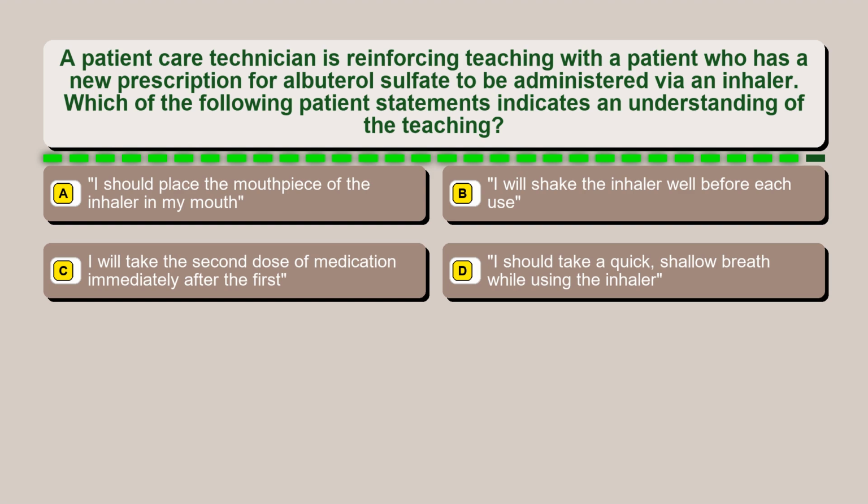Question 60. A patient care technician is reinforcing teaching with a patient who has a new prescription for albuterol sulfate to be administered via an inhaler. Which of the following patient statements indicates an understanding of the teaching? Option A, I should place the mouthpiece of the inhaler in my mouth. Option B, I will shake the inhaler well before each use. Option C, I will take the second dose of medication immediately after the first. Option D, I should take a quick, shallow breath while using the inhaler.